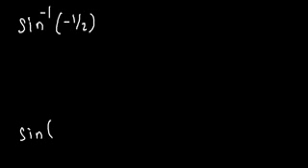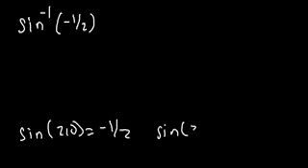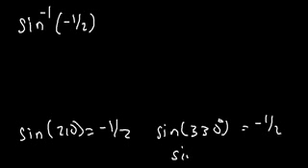So let's say if you want to figure out inverse sine of negative 1/2. Sine is negative in quadrants 3 and 4. And we know sine 30 is 1/2, so the reference angle is 30. So sine 210 is negative 1/2. Sine 330 is negative 1/2. But also sine negative 30, which is the negative coterminal angle of 330. If you do 330 minus 360, you get negative 30. It is also negative 1/2.